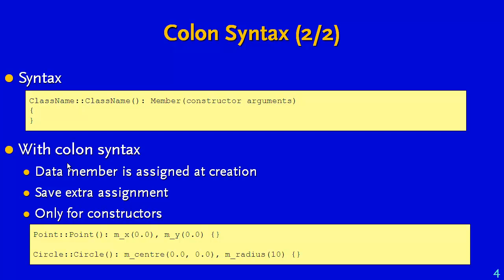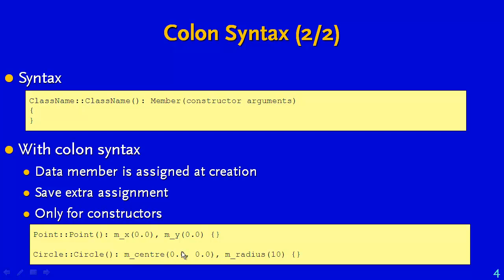Okay. Another example is here. You've got a circle. The circle has a center point and a radius as member data. So if I want to initialize the default circle, it could be the center point 0 in each coordinate, and the radius of 10. So I've got a comma separated list of initial data to be initialized. So m_center is 0, 0, so it's a point.